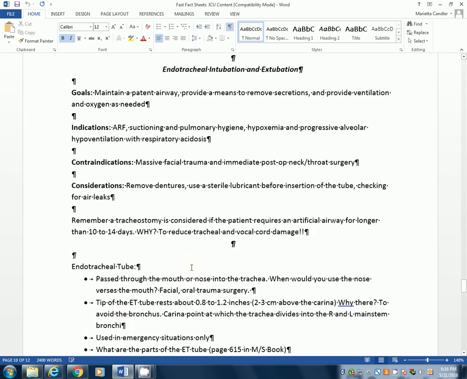All right, so endotracheal intubation and extubation. Very important to know about. So what are the goals? Well, we want to maintain, again, a patent airway. We want to provide a means to remove secretions and provide ventilation and oxygen as needed.